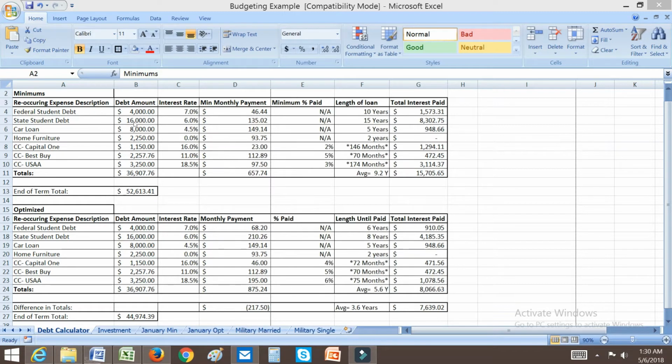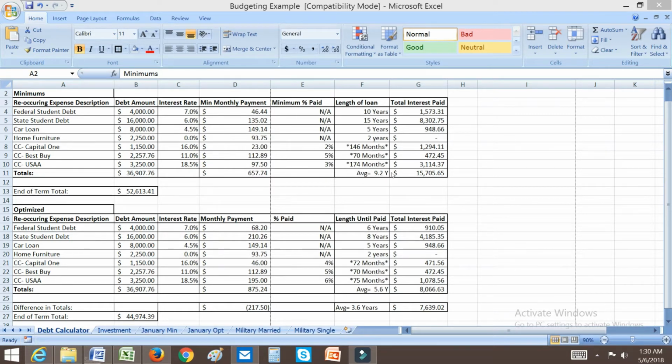And then we come over here to column B, we have all of the totals of the debt, almost $37,000. Here are the interest rates, the minimum monthly payments that are calculated based on the interest rates, the debt amount, and the length of the loan. And then you have the minimum percentages paid. So credit cards require you to pay whatever minimum percentage that they have, and that fluctuates. The minimum payment fluctuates based on the total debt amount, right? All right, here are the lengths of each one of these loans, or the amount of time it would take to pay it off based on the minimums.